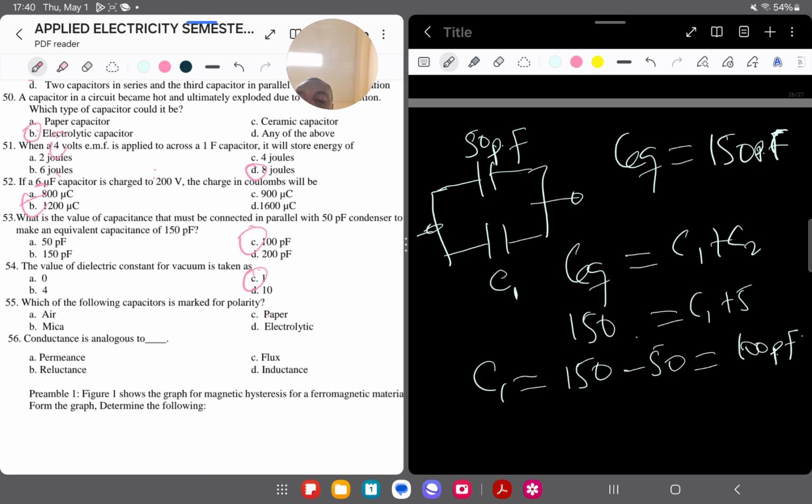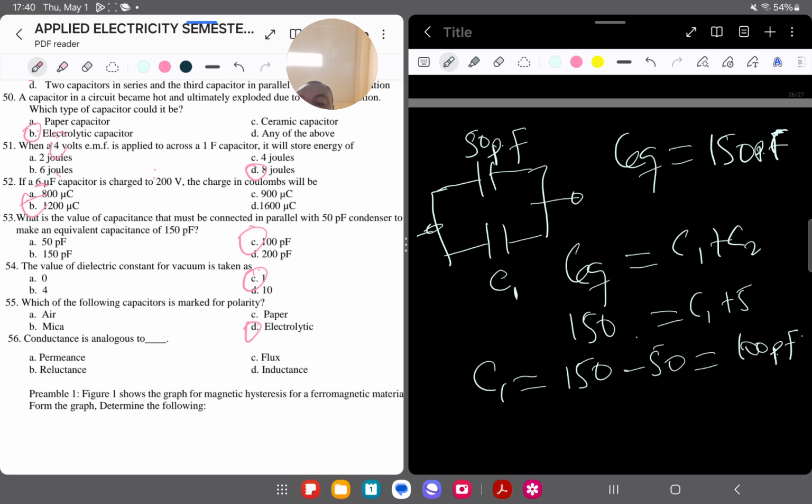Which of the following capacitors is marked for polarity? Again, this one is similar to the question we solved for a connection, whereby the capacitor is damaged. So here is going to be D. You have to pay attention to the polarity when you are trying to connect an electrolytic capacitor.